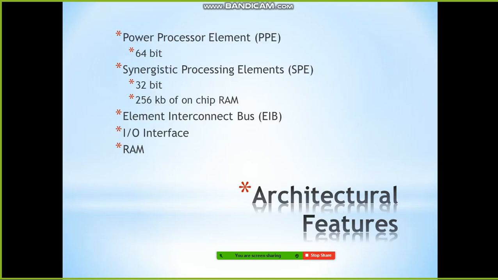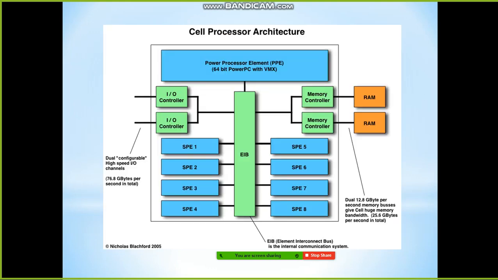So, architectural features of IBM Cell Processor are the Power Processor Element, known as PPE, which is 64-bit, and the Synergistic Processing Element, known as SPE, which is 32-bit. It has the Element Interconnect Bus, known as EIB. It also has an I/O interface and RAM. This is the architecture of the Cell processor.